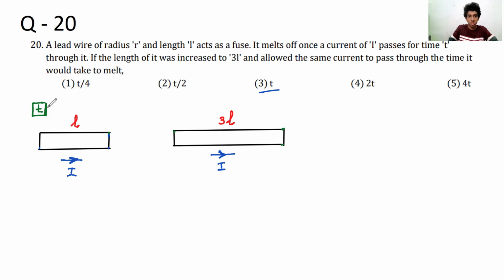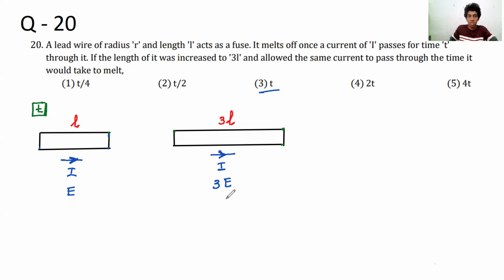So the time taken to melt the lead wire of length L is T. If we consider the amount of heat energy required to melt the lead wire of length L as E, the amount of heat energy required to melt the lead wire of length 3L will be 3E, because the mass of the lead wire is increased by 3 times as the length of the lead wire is increased by 3 times.